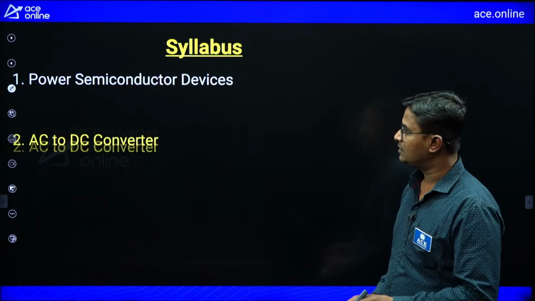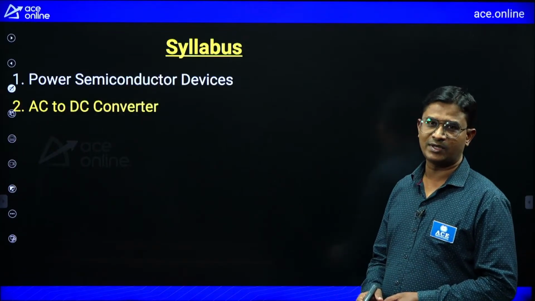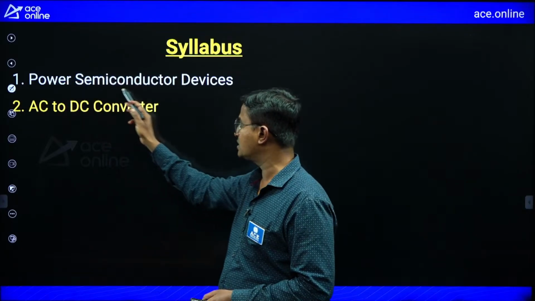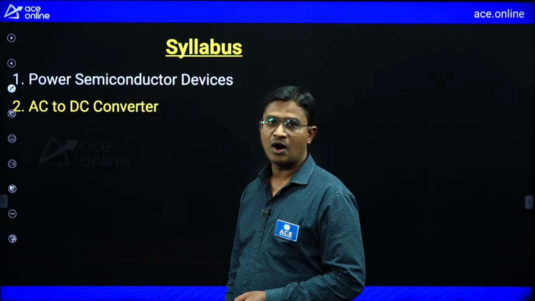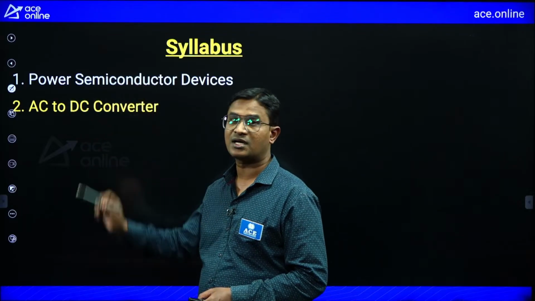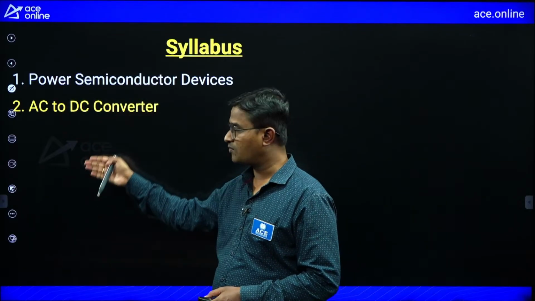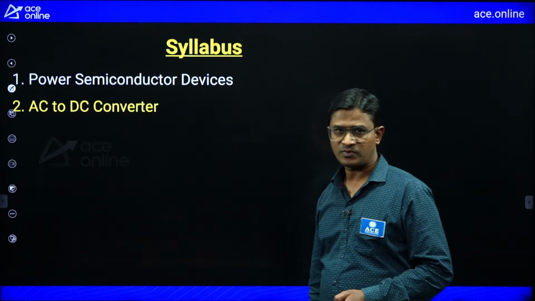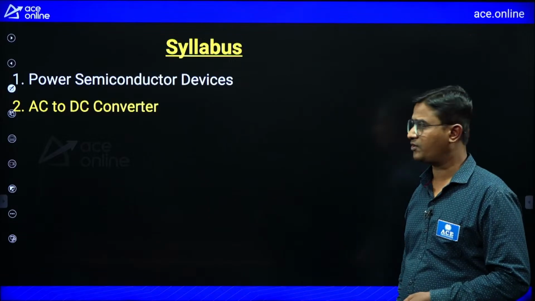Okay, right. Second is the AC to DC converter. So whatever power semiconductor devices we are going to discuss in chapter 1, all of these devices or some of these devices we are going to use in the converters. From chapter 2 onwards we are having only converters. AC to DC converter is one of the vast chapters of power electronics.